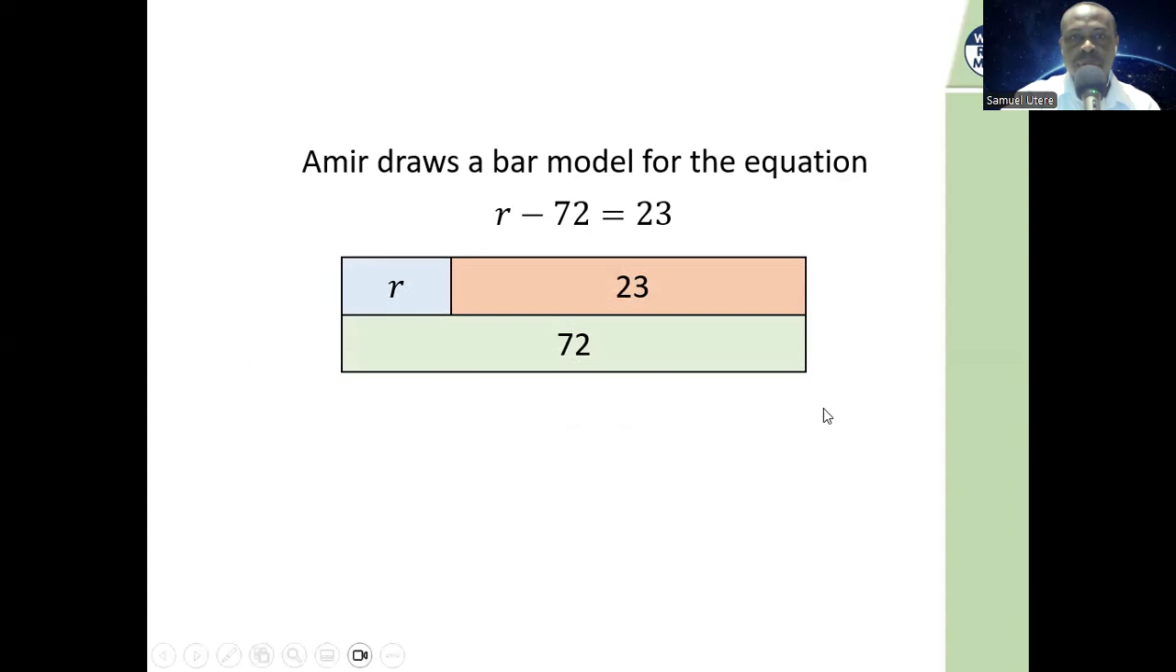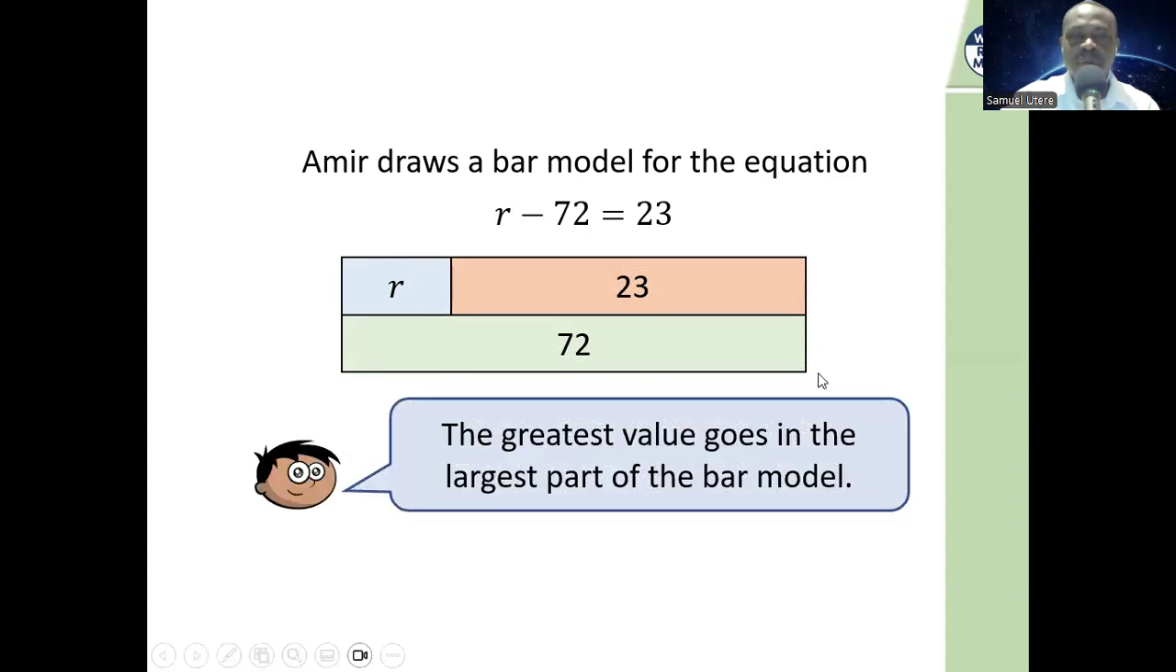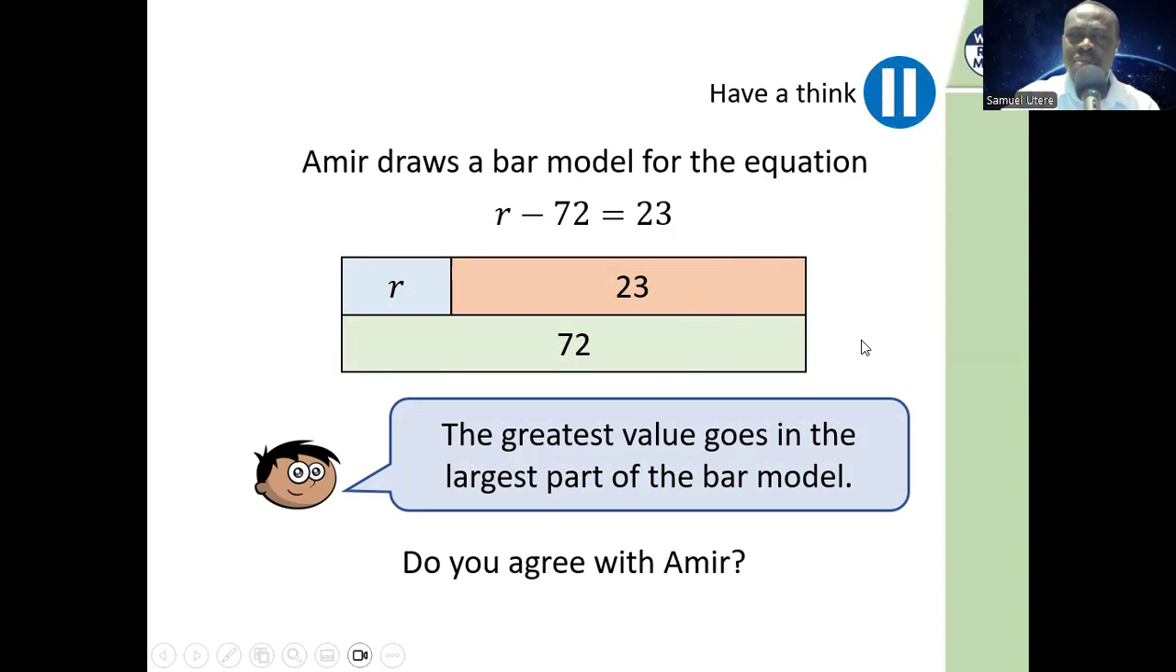So he thought, oh, 72 is a big number, so if we draw it like this, it could seem right. But think about it. Is it really right? He says the greatest value goes in the largest part of the bar model. Really? You sure? Well, not quite.